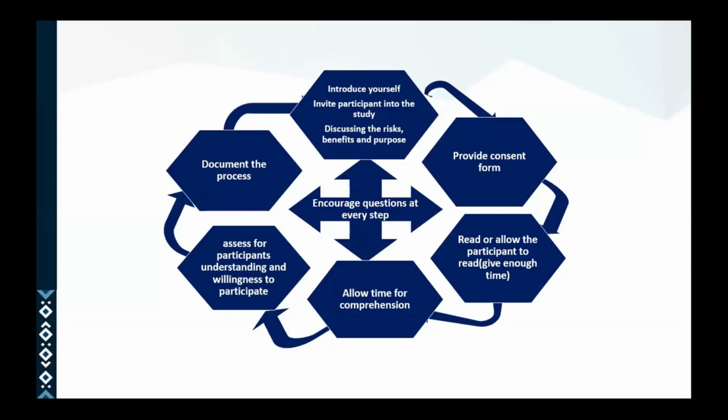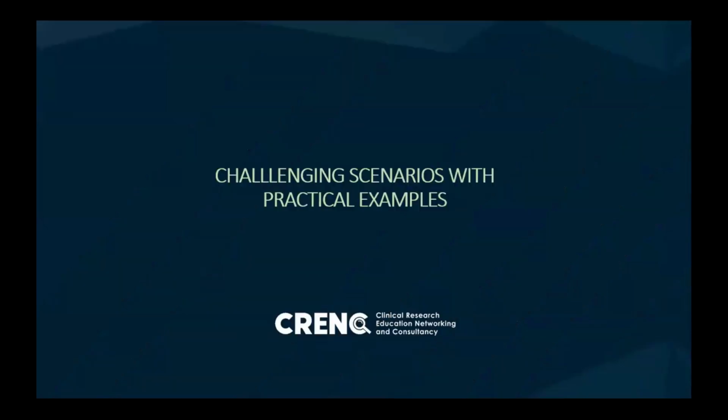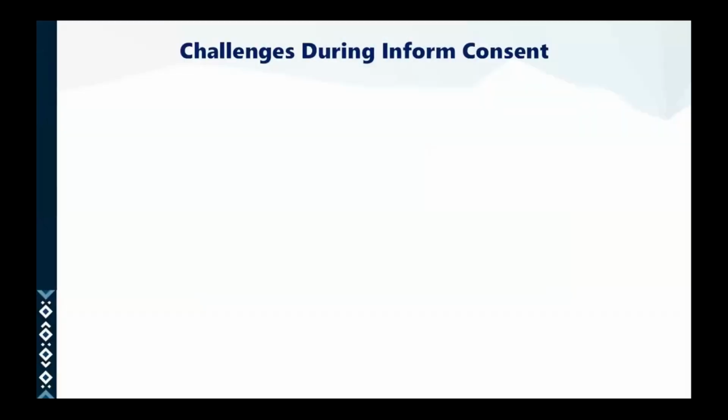And this is a kind of cycle that it goes through: introducing yourself, and then you provide the consent form, read or allow the participant to read, and give enough time for them to read. Allow also time for comprehension, assess participants' understanding and willingness to participate, and then you document the process. Always remember to encourage questions at every step. So after introducing any step, you may want to ask them questions to verify if they have understood the information that you've provided to them. Now let's look at some practical scenarios with examples.